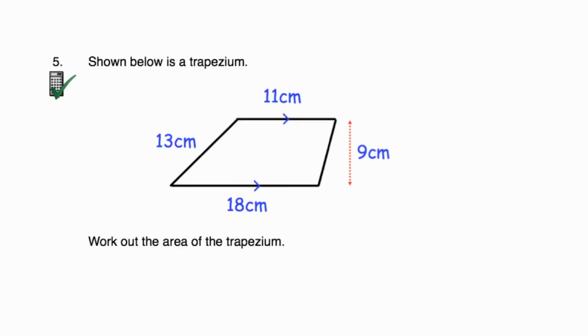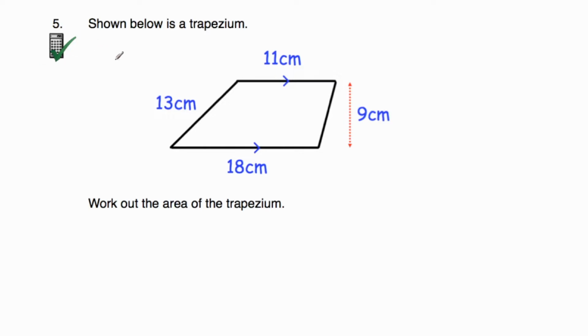Okay, our next question. So question number 5. Question number 5 says, shown below is a trapezium. So we've got this trapezium, and we've been asked to work out the area of the trapezium.